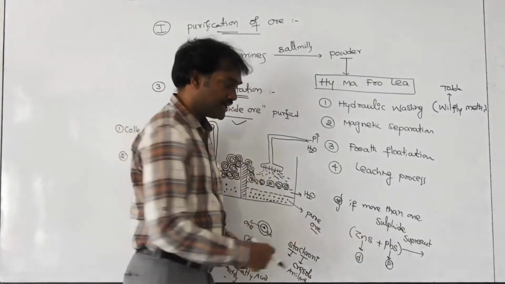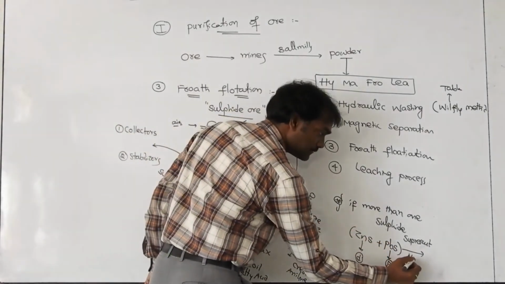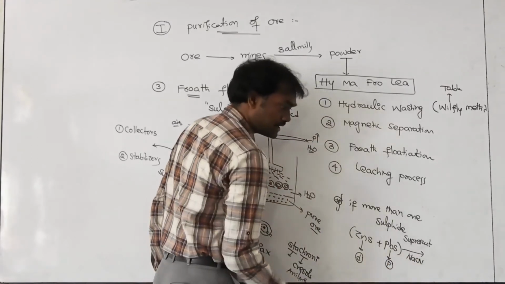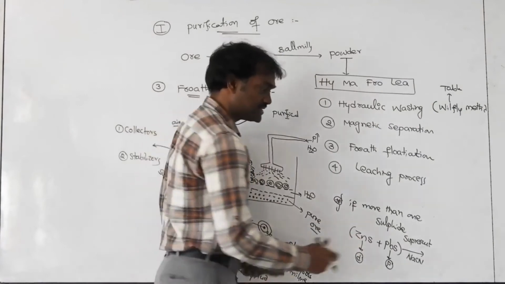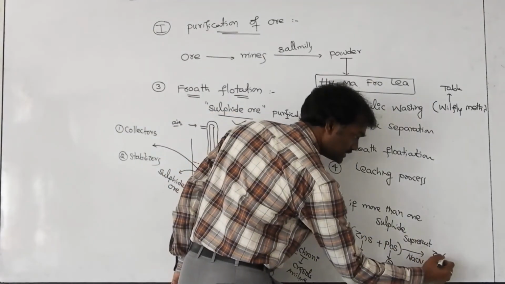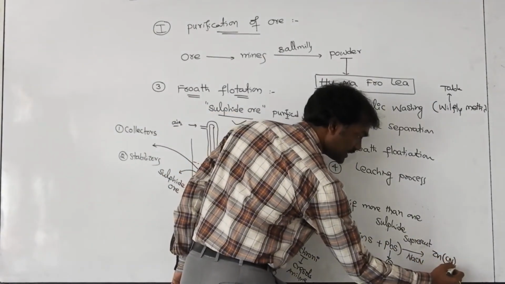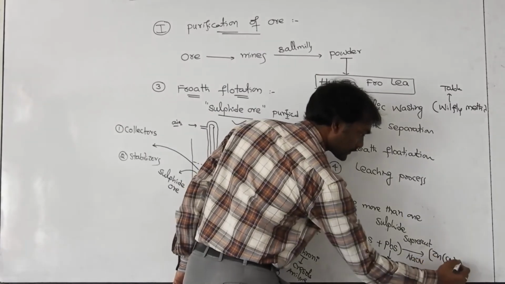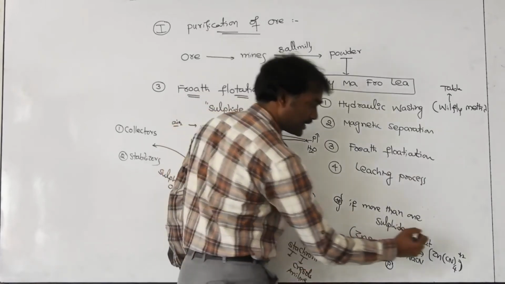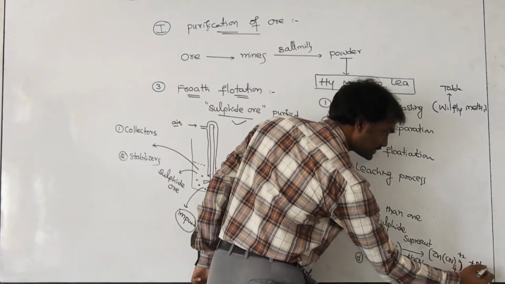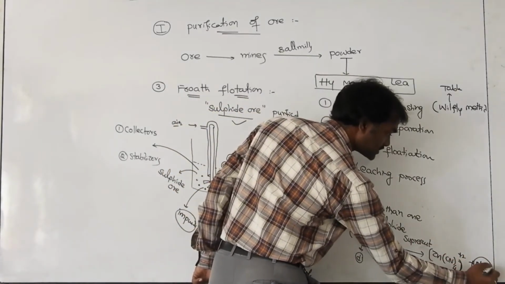So for zinc, you take NaCN, sodium cyanide. Cyanide is a powerful ligand, so it surrounds the zinc. You get zinc surrounded by CN taken 4, with charge 2 minus. That is dissolved in water and separated, so pure lead sulfide comes out.